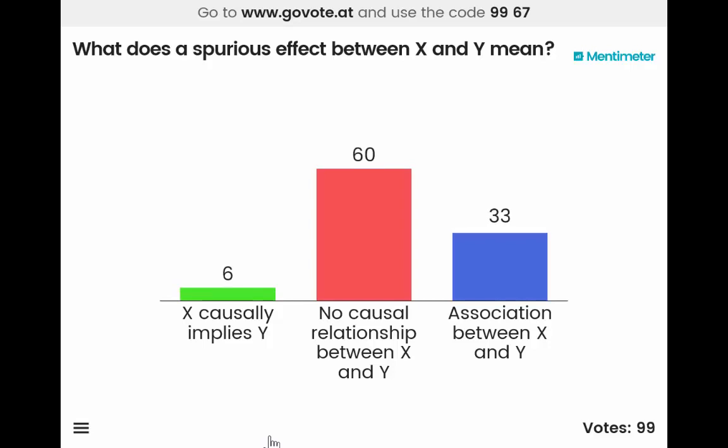Okay guys, this is looking good. The important point is a spurious effect means no causal relationship. And I will talk about that in today's lecture. But what it means on the other things, a spurious effect, there's no causal relationship between X and Y. It also means there is an association between X and Y.